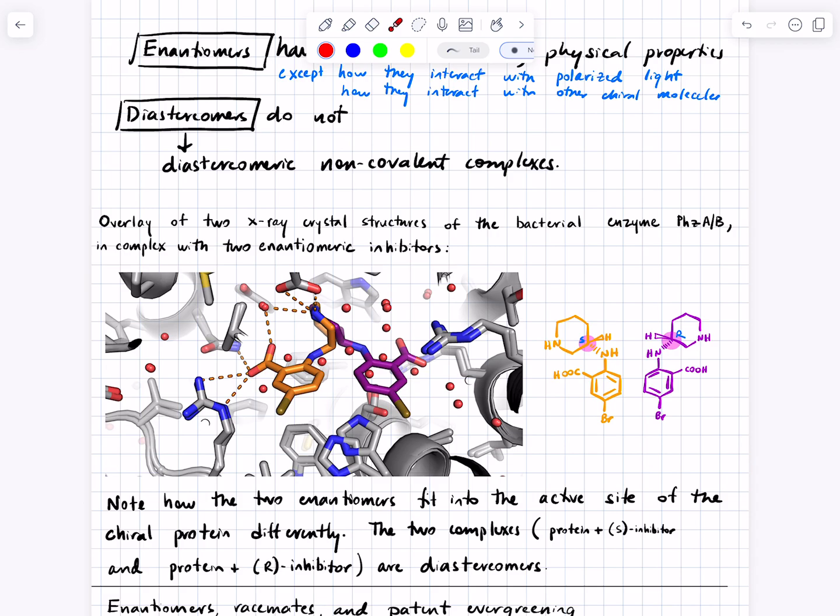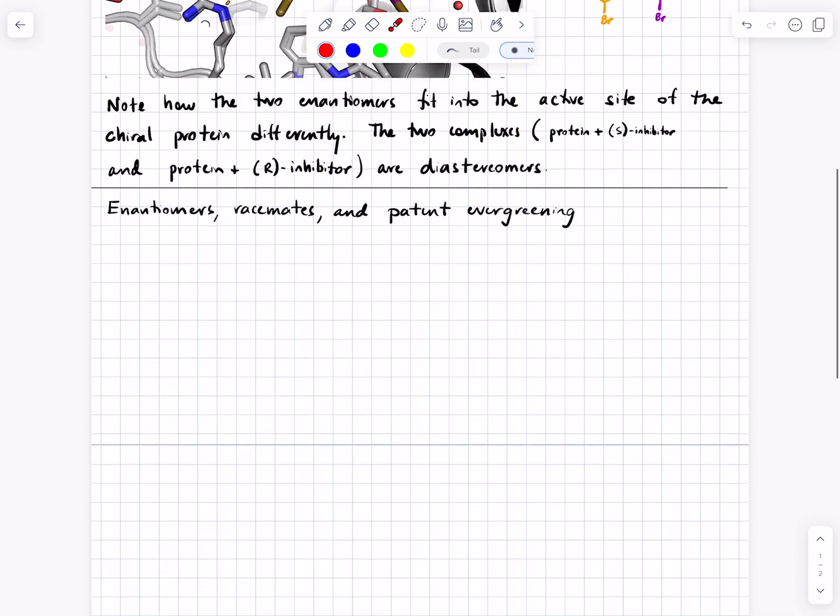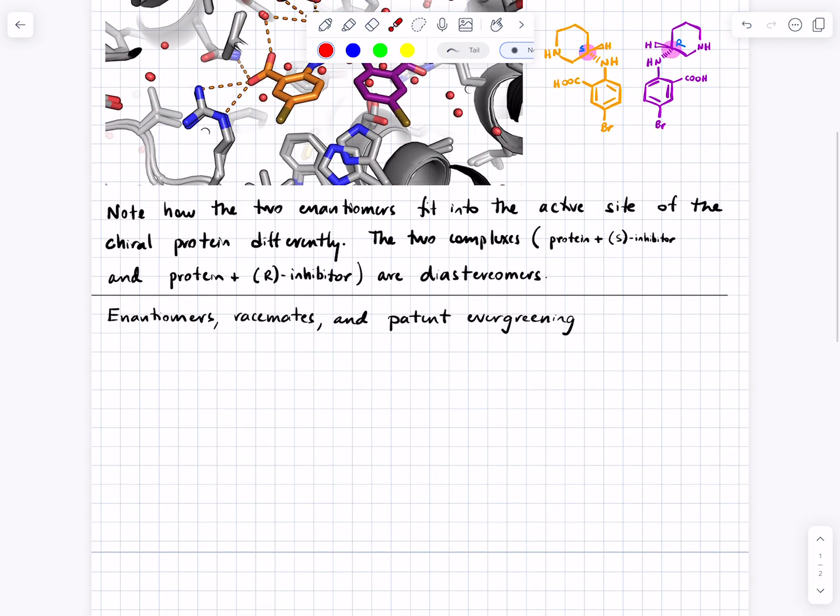And it was even more difficult than that because some drugs will be metabolized in a way that converts one enantiomer into a mixture of the two, and so you can't actually avoid having the wrong enantiomer. So these are things that drug companies worry about all the time. And so now I want to tell you a brief story about enantiomers and drugs and patent evergreening.